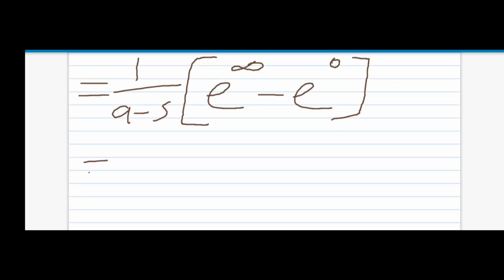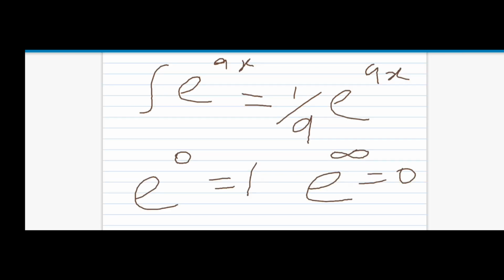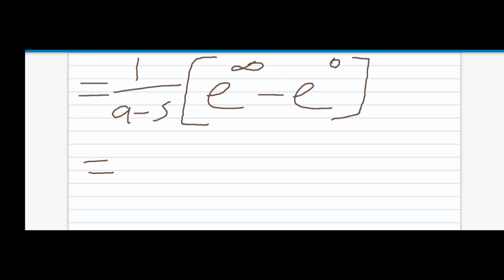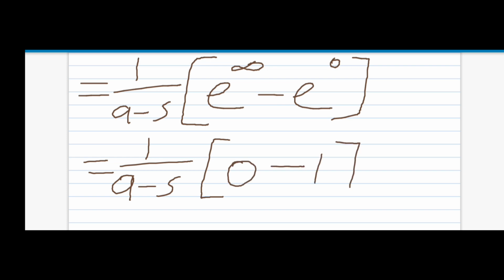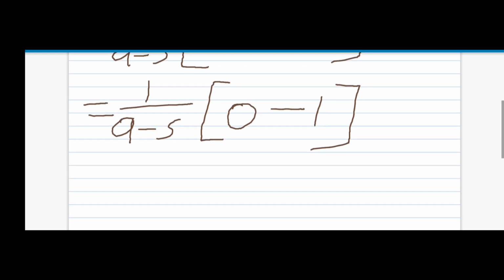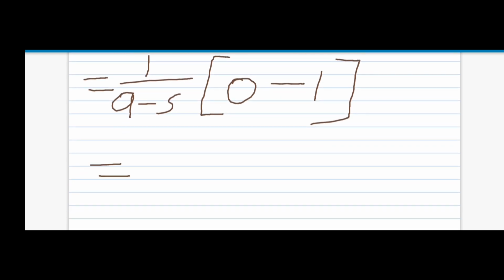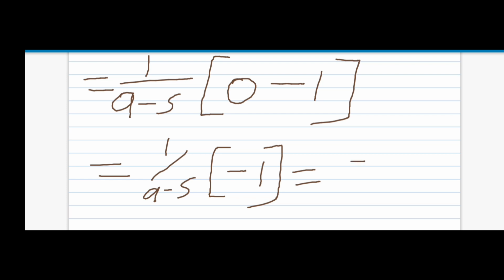So according to the previous rule I told us, e raised to power 0 is 1 and e raised to power infinity is 0. So coming here, we'll have 1 over a minus s in brackets, e raised to power infinity is 0, so we have 0 minus 1. Lastly, we are going to have this equal to 1 over a minus s times minus 1. 0 minus 1 is minus 1. That will give us minus 1 over a minus s.